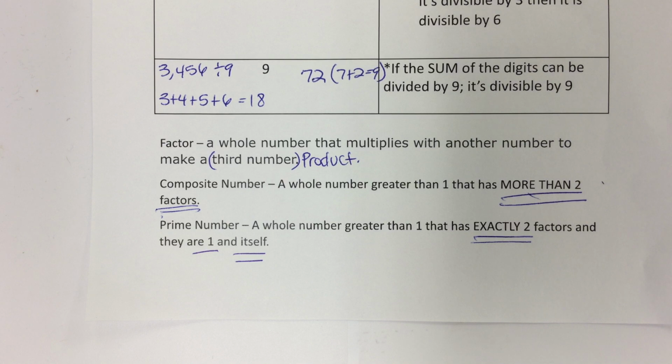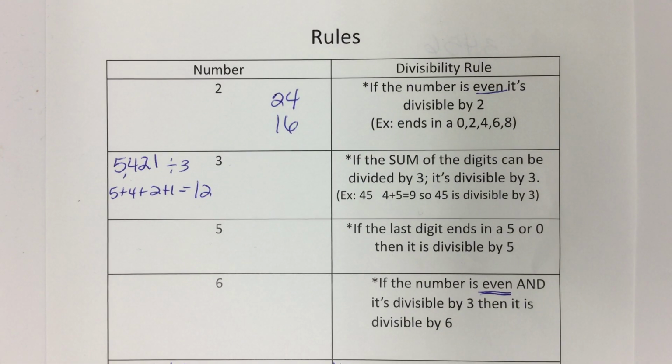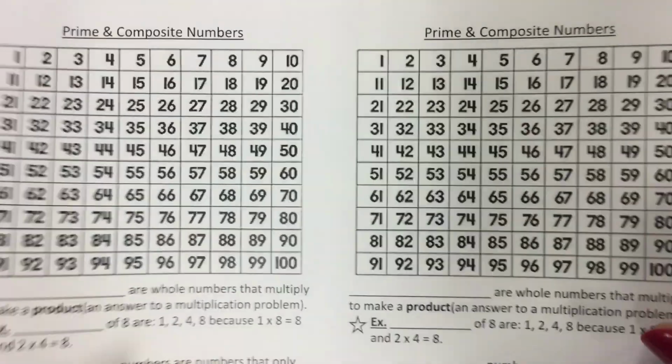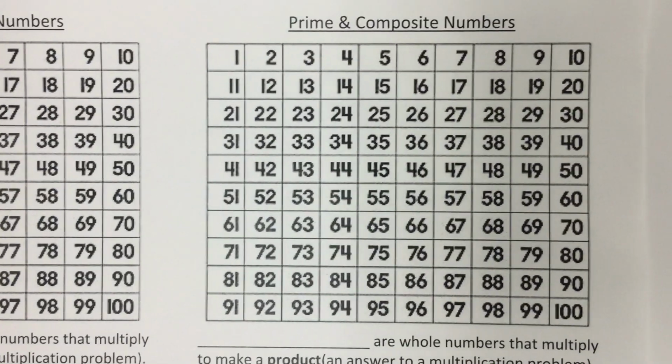Okay, multiples, or the word multiples, is where you're skip counting. Divisible means it's divided evenly with no remainders. Okay, so just think about those things when you are looking for your factors. Okay, and I'm going to do some more examples. But first, what we're going to do is fill in a divisibility, a prime and composite chart. Okay, so we're going to fill this in using the divisibility rules.